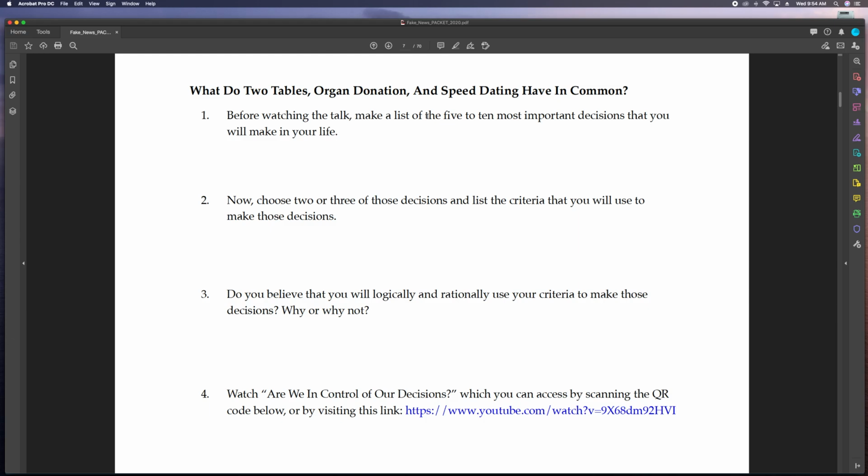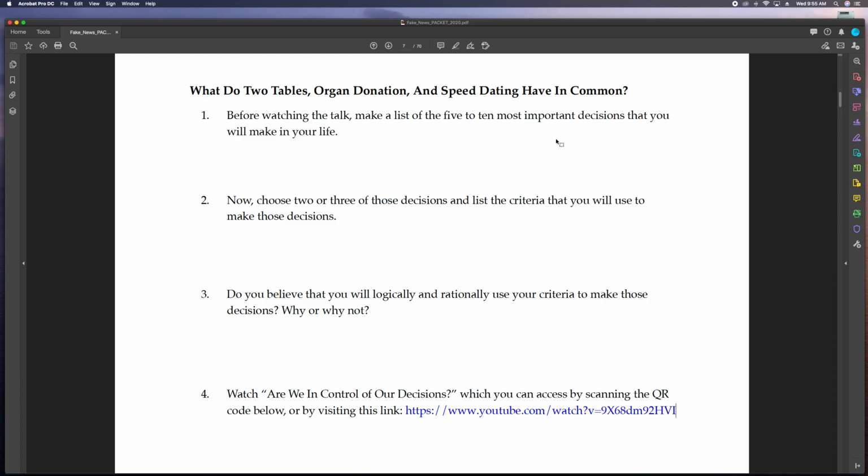Number 3 is really a lead into the video, because it asks you, do you believe that you'll logically and rationally use the criteria to make those decisions? And probably you'd be like, yeah, if I have the money, I'm going to get the car that I want. If it's available, I'm going to get the apartment that I want. The video is going to kind of challenge your thinking on just how in control you are of your own decision making, just how rational your thinking is, and at the same time, call into question whether or not you can tell when you're in control of a decision you're making, or can you tell when your thinking is not as rational as it could be.